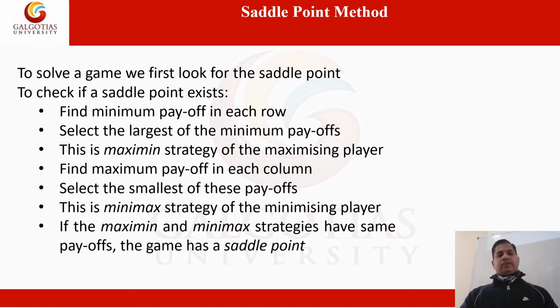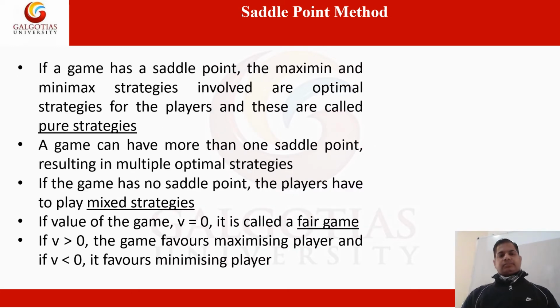To solve a game, first we look for the saddle point to check if a saddle point exists or not. So the steps are: first we find the minimum payoff for each row. Select the largest of the minimum payoffs, that is, we find the maximin strategy of the maximizing player. Find the maximum payoff of each column. Select the smallest of these payoffs. This is the minimax strategy of the minimizing player. If the maximin and the minimax strategy have the same payoff, then the game has a saddle point. If they have different values, that means the saddle point doesn't exist. So we have to find this out.